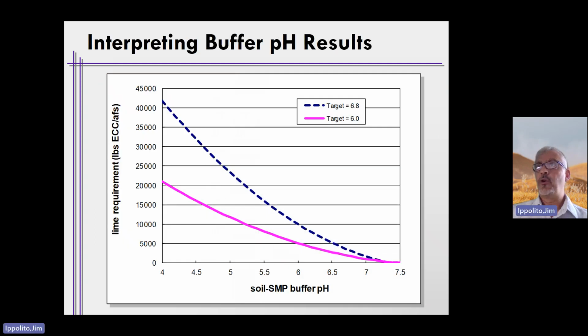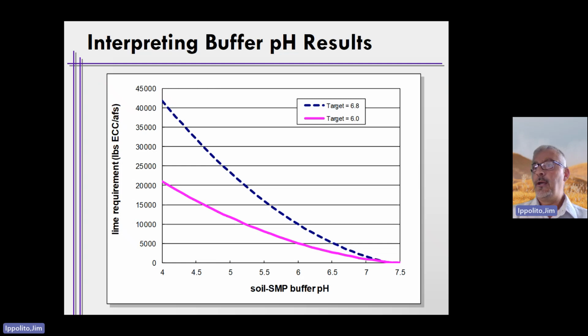So how do you interpret the buffer results? Luckily, if you were to send your soil to a testing lab, they interpret it for you. You tell them a target pH, or they come up with a target pH, and you look at the results and say, well, this wasn't exactly what I wanted to target. Can you estimate my lime requirement based on this target pH? They use algorithms like you see here. These are curves, but these curves can be put into a computer program to interpret the SMP buffer with respect to how much lime is needed.